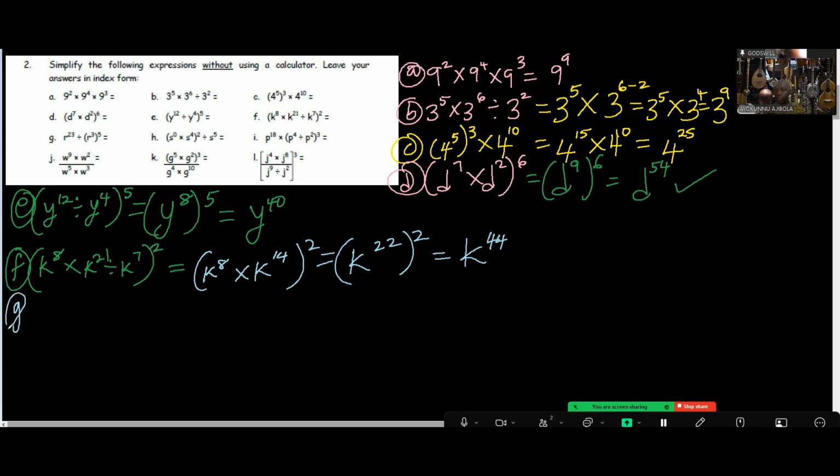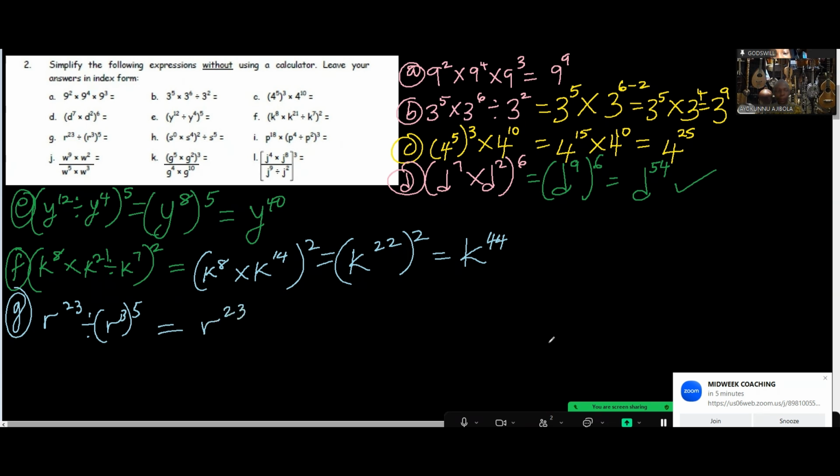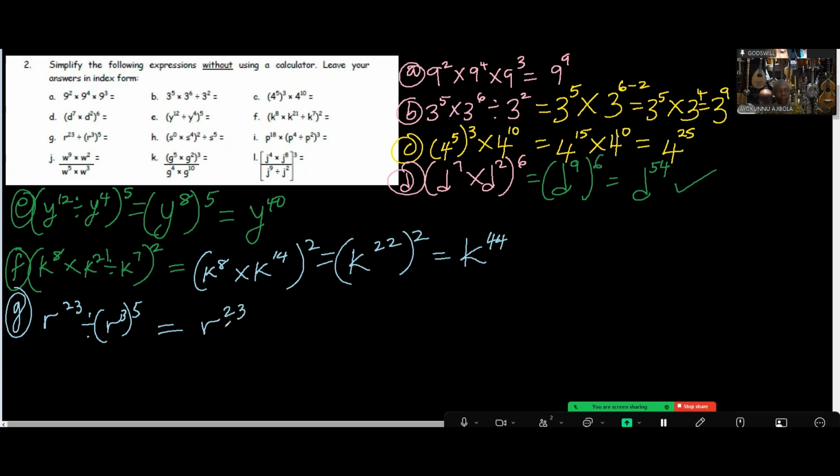Then option G. For option G, what do we have? We have r raised to power 23 divided by r raised to power 3, also raised to power 5. So here we have r raised to power 23, then divided by the second one. You pick r, 3 times 5, that's 15. Then you combine for the division, that will be r raised to power 23 minus 15. So what is 23 minus 15? That should give us 8. So r raised to power 8.